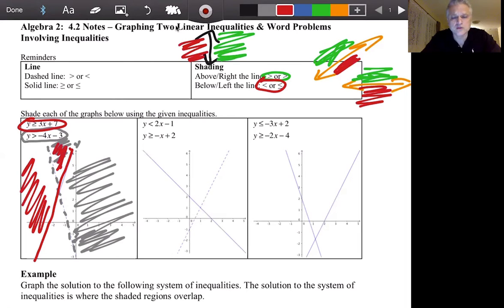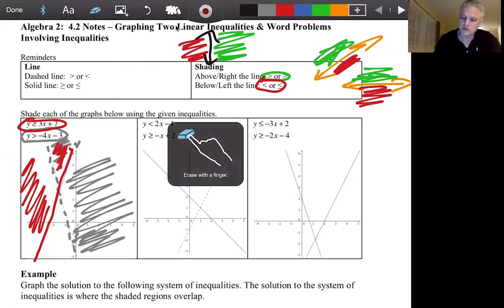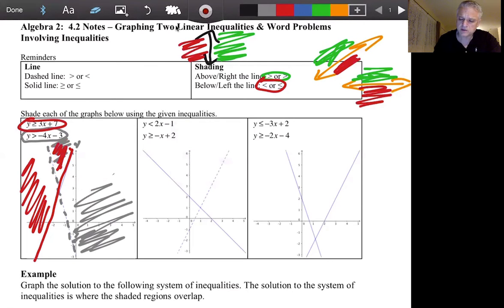Out of those 4 regions that we had, there's a region, there's a region, there's a region, and there's a region. Out of those 4 regions, there's only one region that was shaded 2 times. That is your solution. So this region right here, that region was shaded in red and in gray. So my solution is going to be that top region.